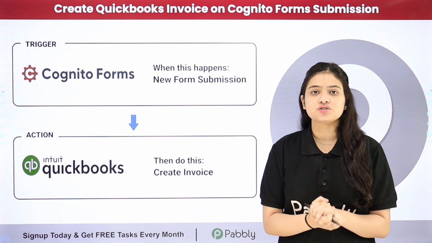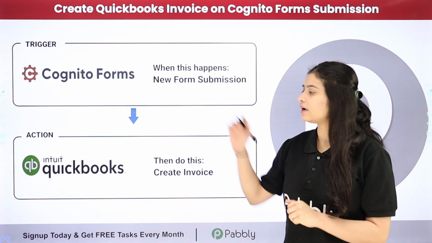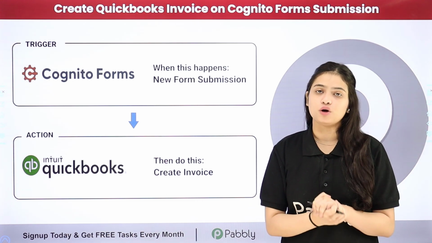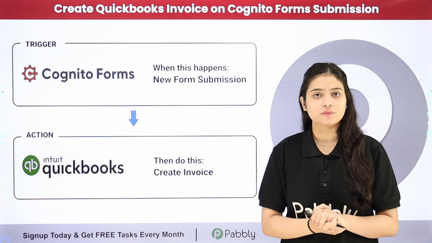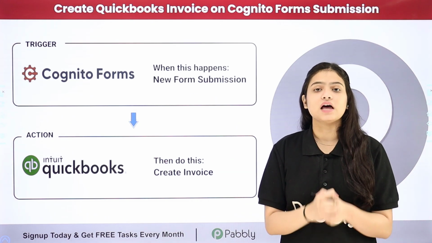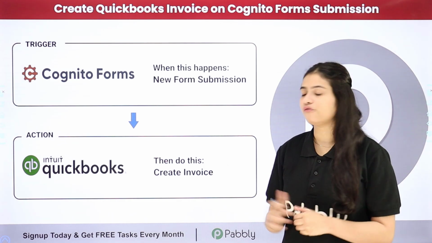For taking the registrations and the bookings for these services, I have created a special inquiry form for my clients and leads with the help of Cognito Forms. I have attached that form on my website, and now my objective is that every time I receive a new form submission by an interested client from my website through Cognito Forms, I want to first of all create an invoice for that client and those services with the help of QuickBooks.